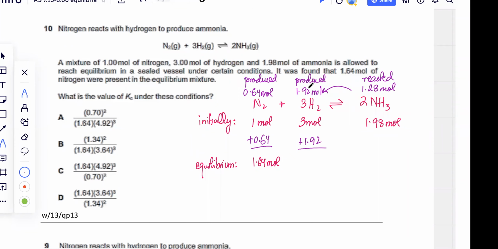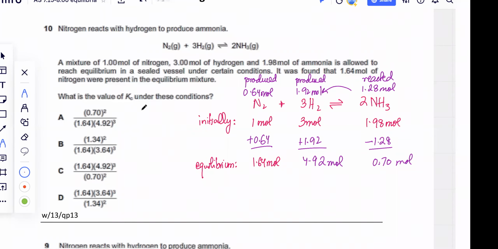So you had 3 moles initially. Now you have an extra 1.92. So that means you have 4.92 moles, right? And over here, 1.28 moles are reacting. So that means there's going to be 1.28 moles gone. So out of 1.98, if you remove 1.28, what are you left with? 0.7. Okay, so you're left with 0.70 moles. And so now you found your equilibrium moles, and again it's a sealed container.